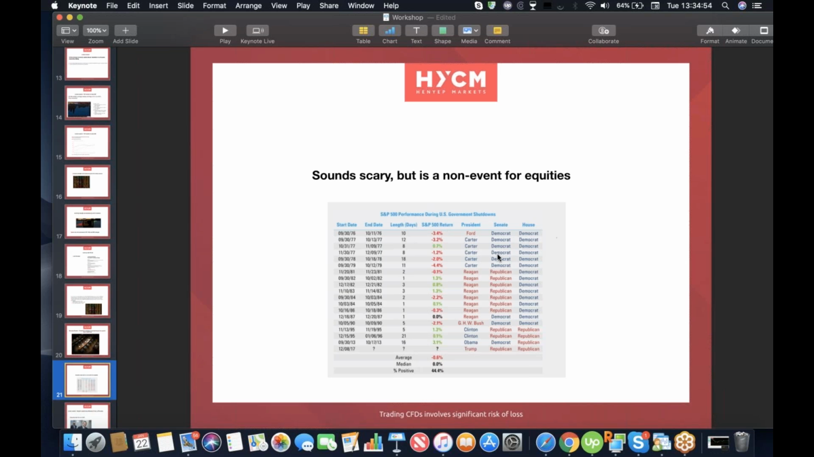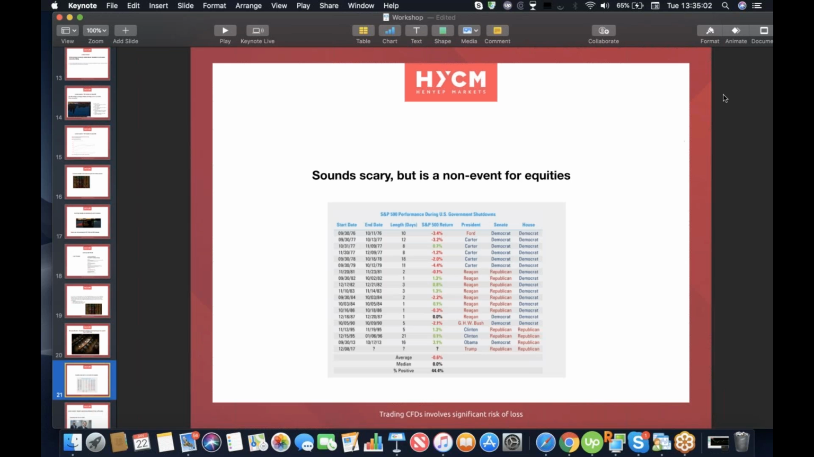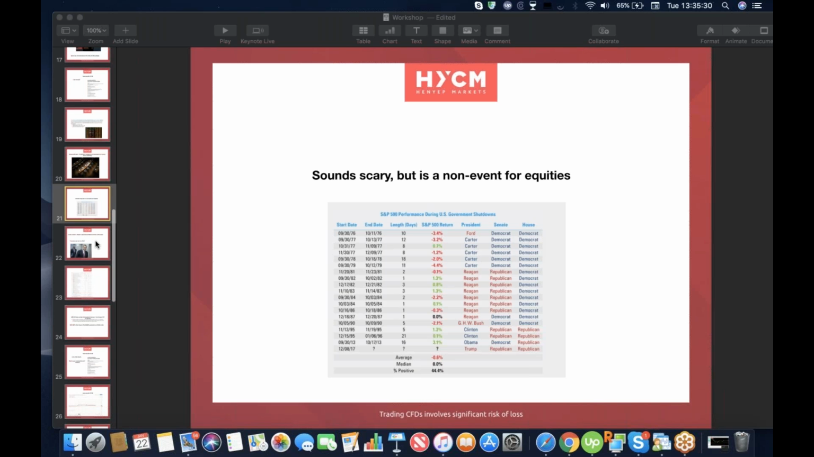The problem is the longest one here was 21 days. We are now in the 32nd day, and if it goes to the end of this week, that will mean some people won't get their paycheck for a second month in a row, and that will obviously start weighing on the fringes of the US economy. Potentially 800,000 workers are affected. That's a lot of people, and that will start to weigh on the economy if it drags on. So just be aware of that, look out. It's a risk event that could start to really weigh on the markets.